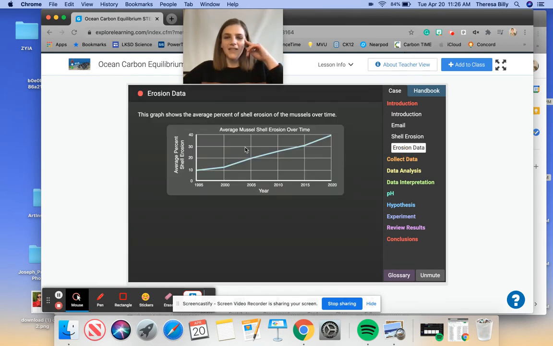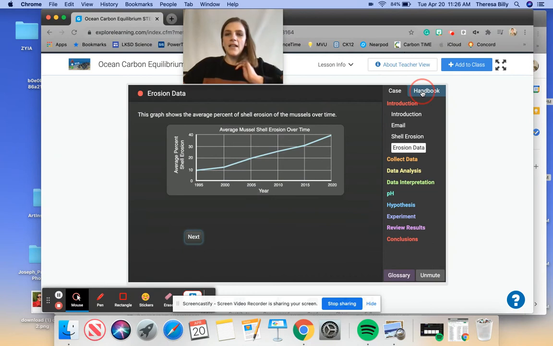If we look at the erosion data starting from 1995 to the year 2020, there's been a pretty significant increase in the amount of shell erosion of these mussels. We jumped from having only 10%, which is normal wear and tear of a mussel shell, all the way up to 40%. And this is probably just going to continue increasing. So how do we figure out what's going on with this problem and how do we solve it?